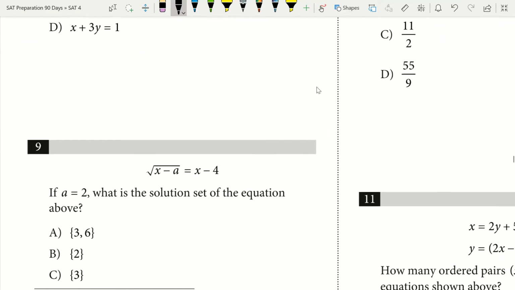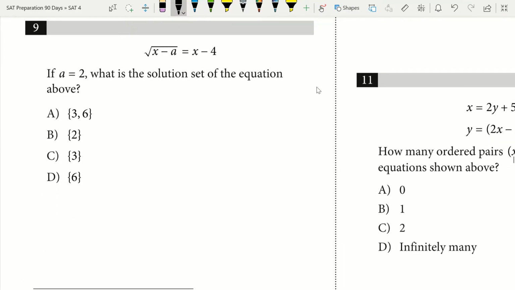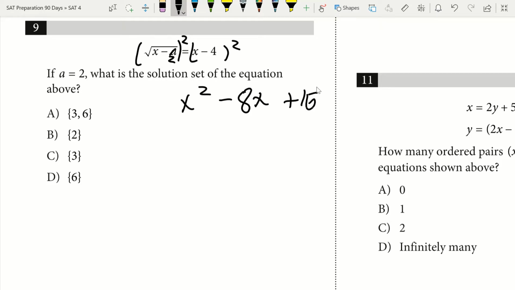Now I've got question 9. If A is equal to 2, what's the solution set of the equation above? I'll plug a 2 in here. Next thing I'm going to have to do is go ahead and square each side. When I do that, I'm going to get x minus 4 squared. That's going to be x squared minus 8x plus 16. I got that by doing x minus 4 times x minus 4. That's going to be set equal then to x minus 2.